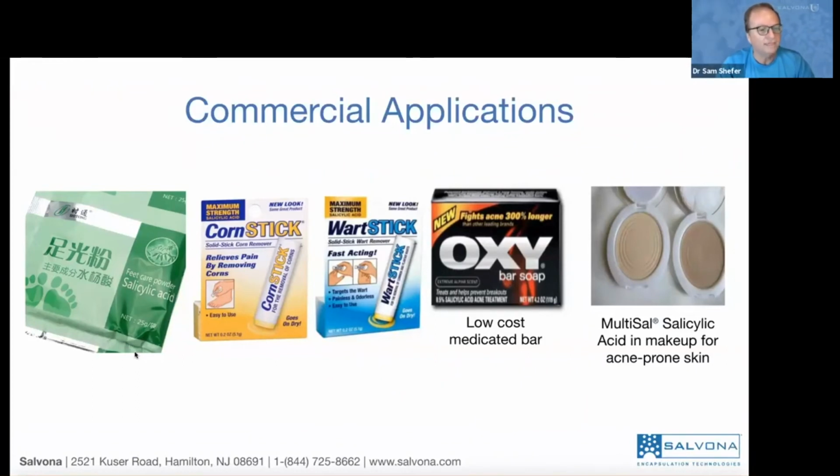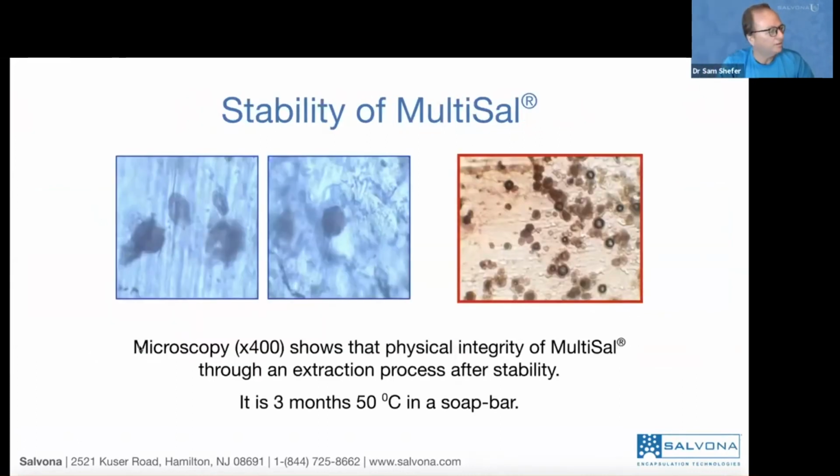Now, how do you know it's stable? You don't ask me, so I ask myself. How do you know? Here is a picture. We put the product into the MultiSal, into the stick or into the soap, and it goes through the process. The process of making soap is the most difficult because there is heat involved, pressure of the extrusion, and then molding it. It's again a pressure step. So all these steps could destroy the MultiSal, but they don't.